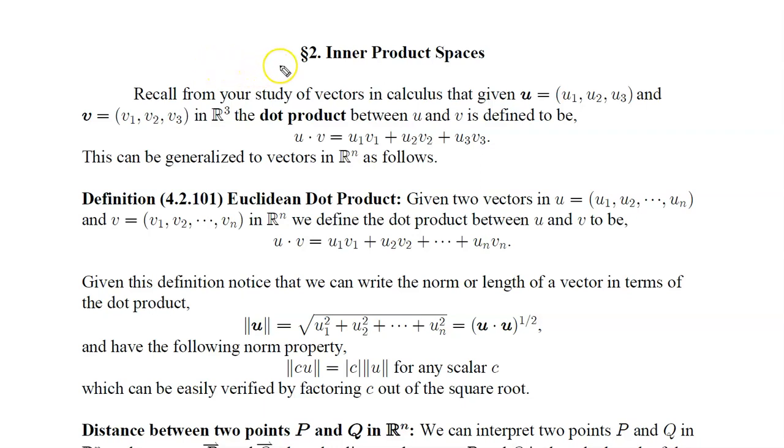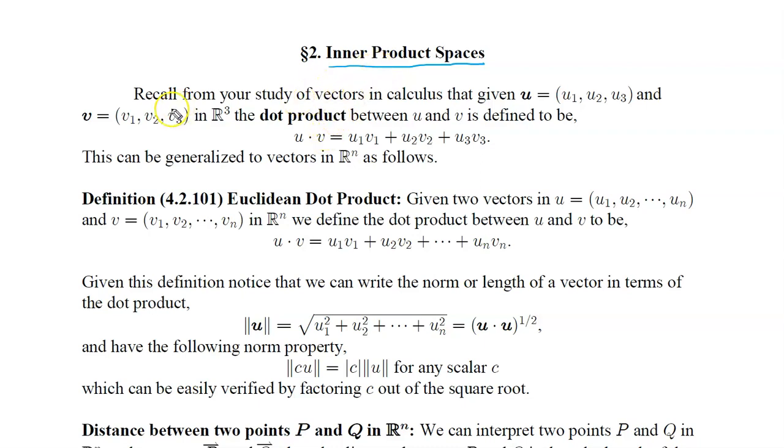Hi everyone. In this lesson we're going to cover inner product spaces. Now an inner product is a concept that you add on top of a vector space. So it's an additional property that we add on to a vector space, and we'll define it precisely soon.